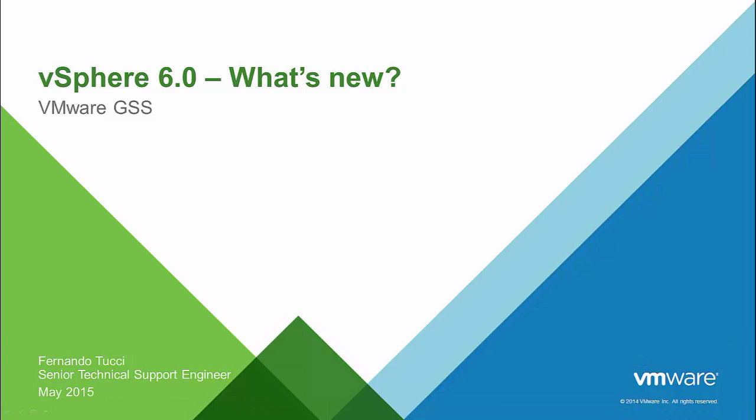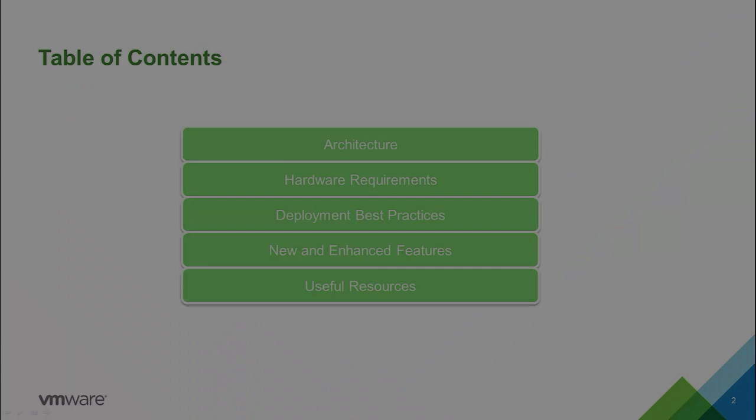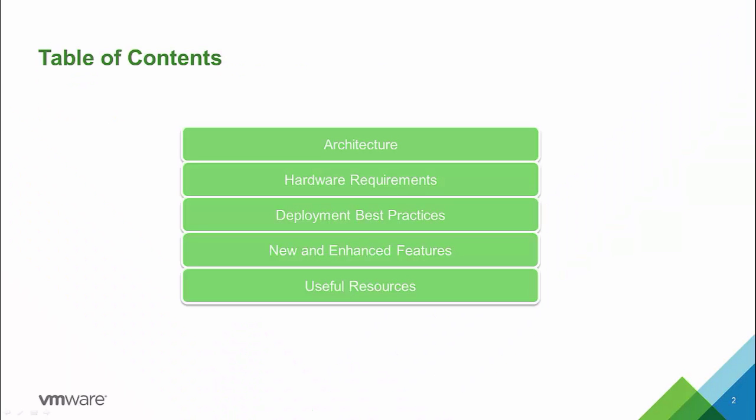In this session we will be talking about the latest vSphere version, which is version 6, which was released in March this year, 2015. We will cover what's new and what has changed since the previous version, vSphere 5. The topics we will cover today include a brief talk about the architecture, which is a description of the elements that compose a vSphere 6 deployment compared to a vSphere 5 deployment.